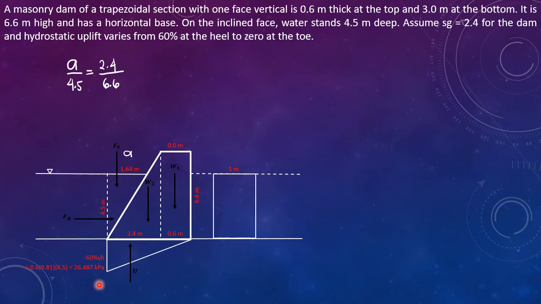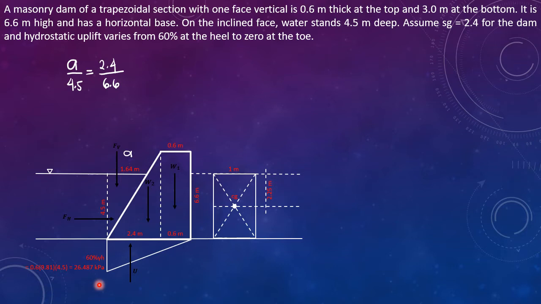We need to identify h bar, which is the vertical distance from the center of gravity until the water surface. So that is simply 1/2 of h, which is 4.5 meters. So h bar, the vertical distance from CG to the water surface, is 2.25 meters.